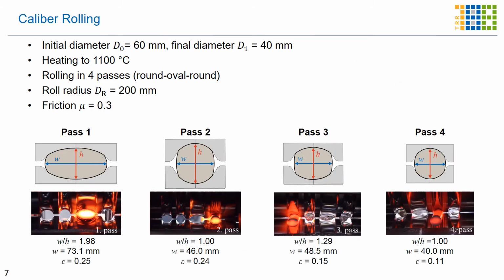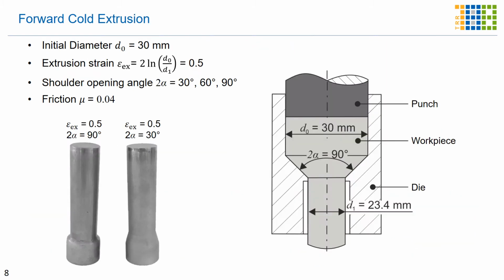Here we can see again the cross-sections of the single passes. Like indicated by the width to height ratio, we can see that the shape is changing from oval to round and so on. During the process, a friction of 0.3 can be assumed. After the process, the material is cooled at air so that full recrystallization takes place. After the material has cooled down, it is further processed by forward cold extrusion.